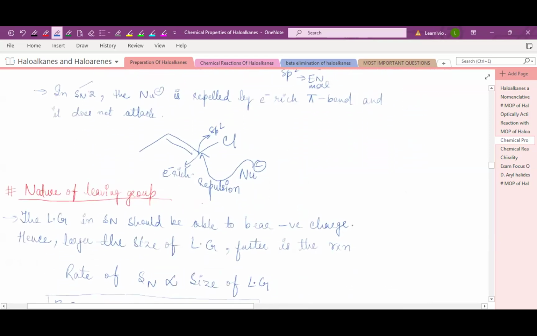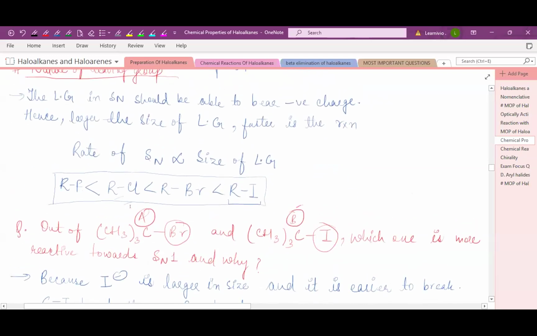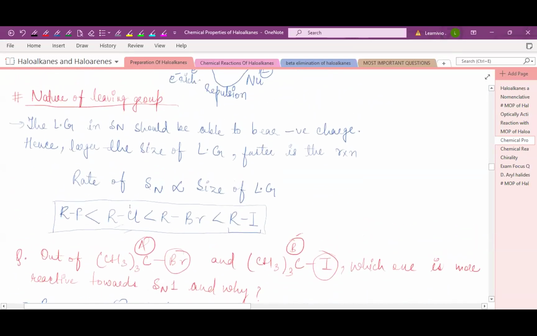Next is the nature of leaving group. Now the leaving group here is a halogen atom. So the leaving group in a nucleophilic substitution reaction should be able to bear a negative charge. Hence, the larger the size of the leaving group, the faster will be the reaction.